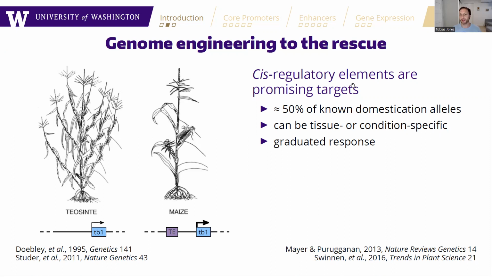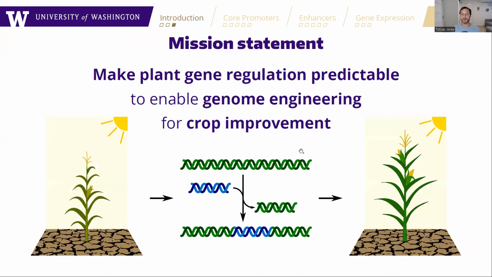The problem, however, with targeting cis-regulatory elements for genome engineering is that they are very poorly annotated, and the regulatory code that governs their activity is largely unknown. And so I've made it my mission to try and make plant gene regulation predictable, because I think that this good and deep knowledge of plant gene regulation will enable rapid crop improvement by genome engineering.